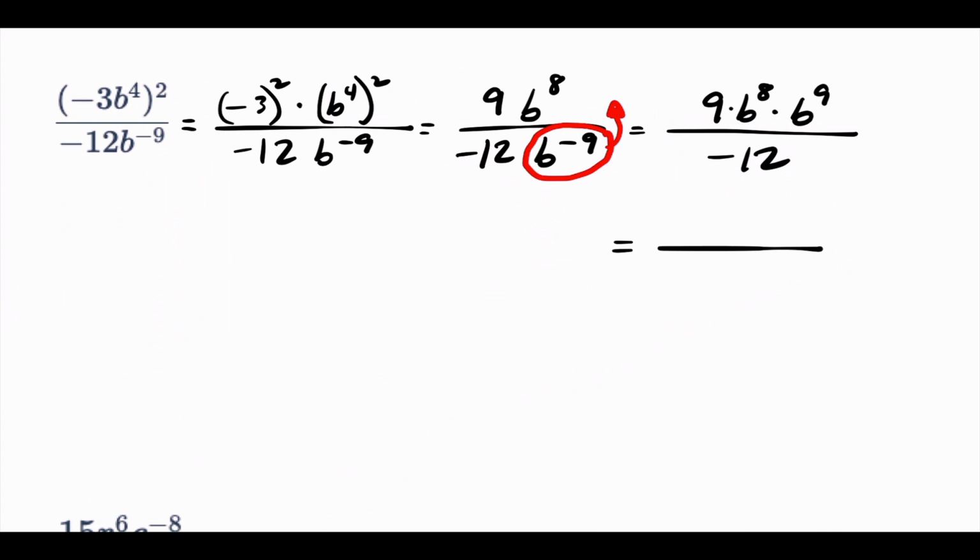Bases. Do I have any like bases? I do have like bases, right? I have b and a b. What am I going to do with those powers? 8 and 9. What am I going to do with those powers? Add them together. Good. So I get 9 b to the 17th over negative 12.